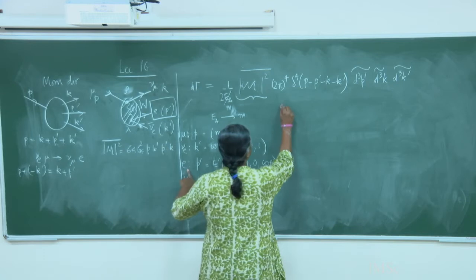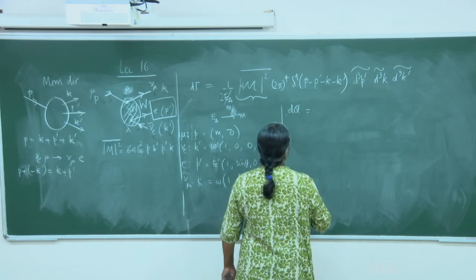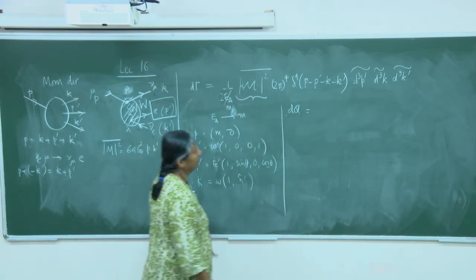So now that we have done this, let me rewrite only the phase space. So phase space is usually called dq. So that will contain, now what is it that I want to integrate out? The k. Yeah, ask the question.